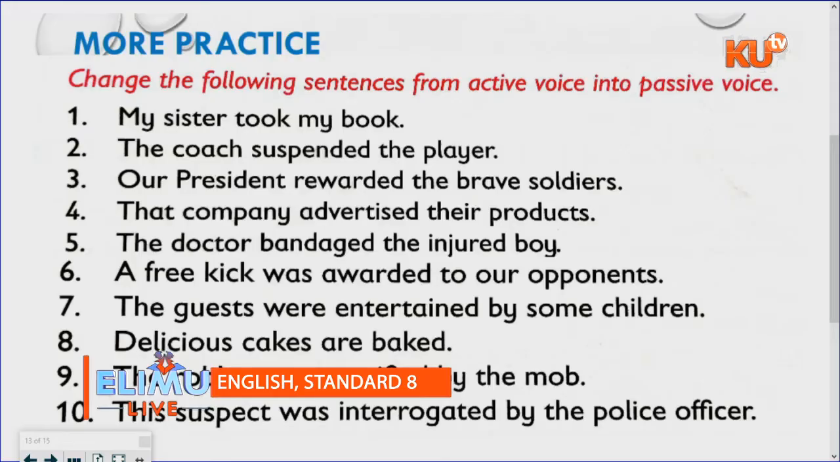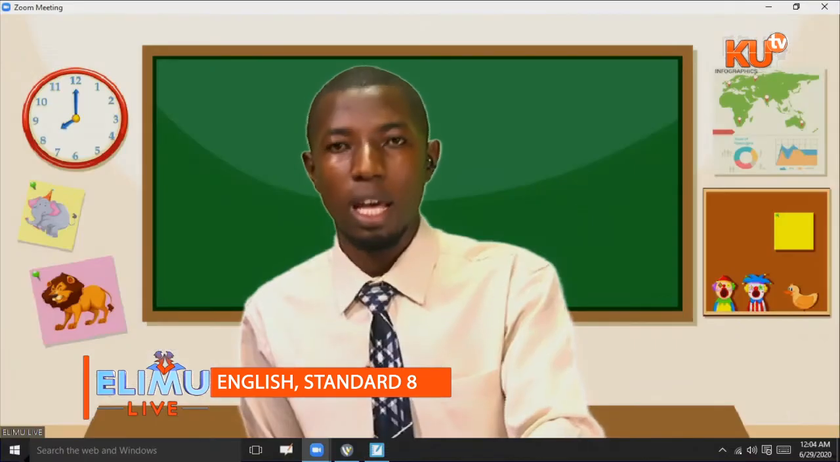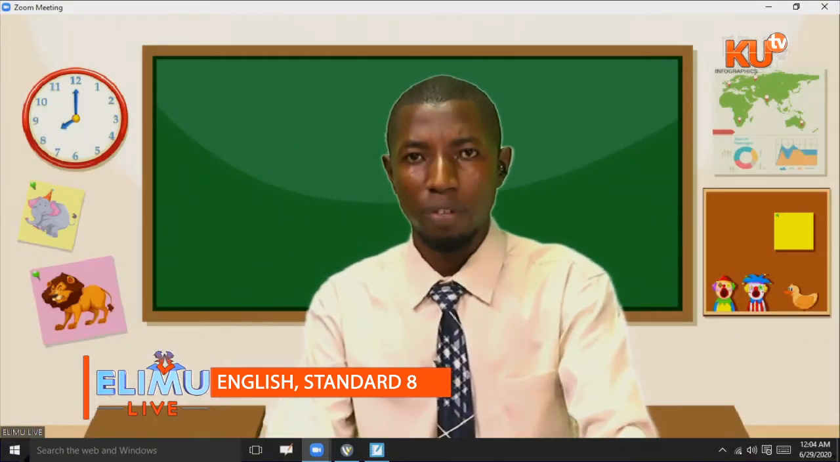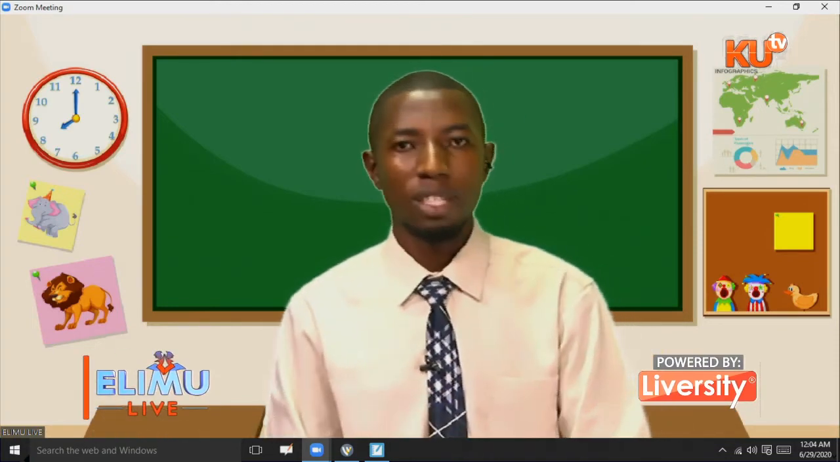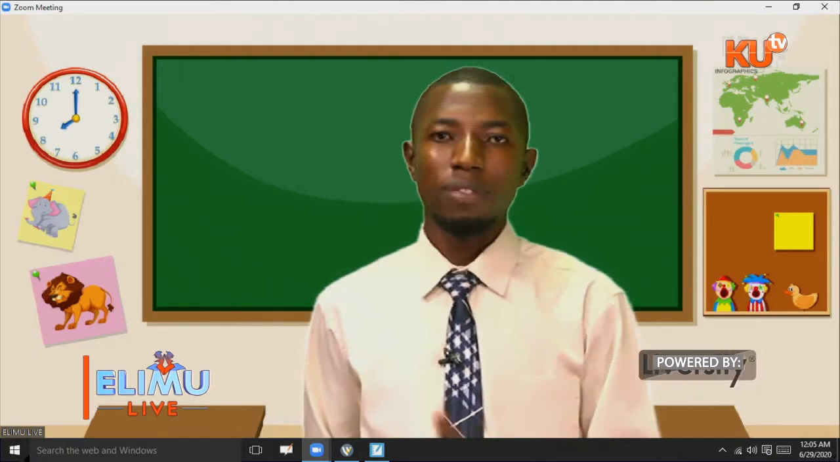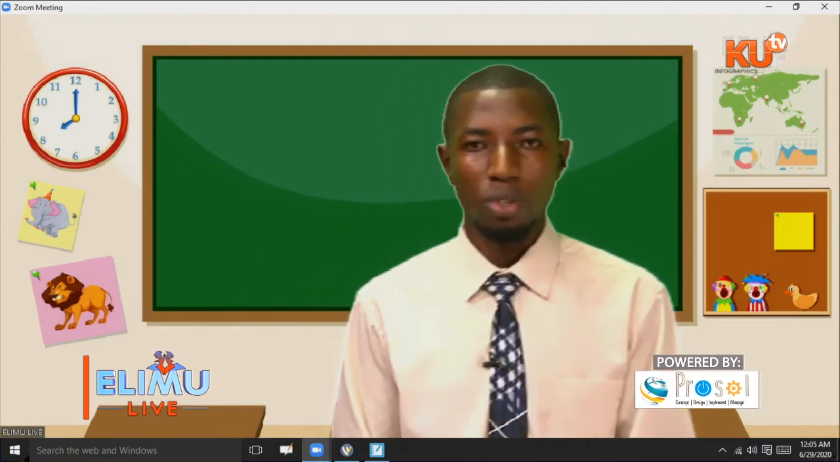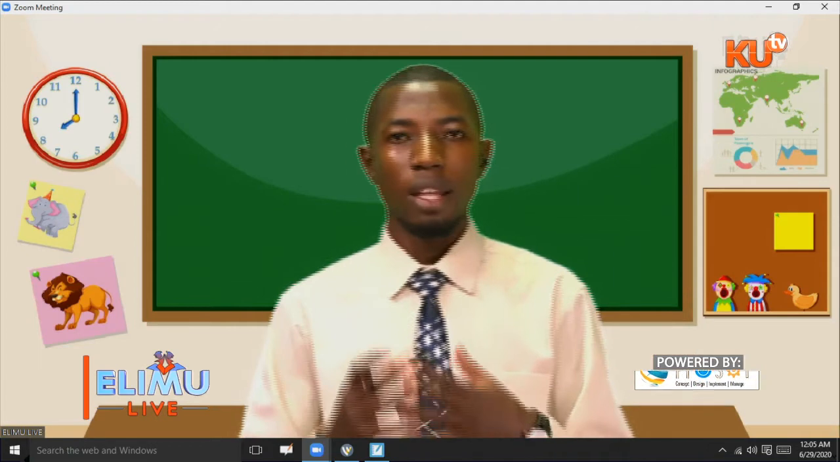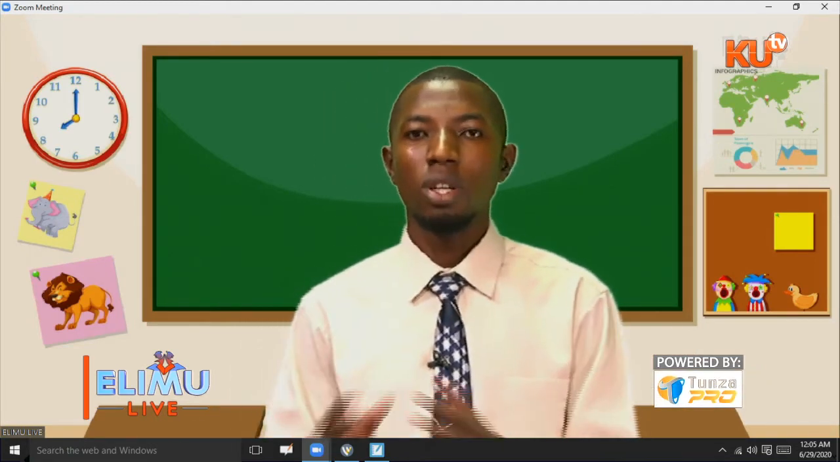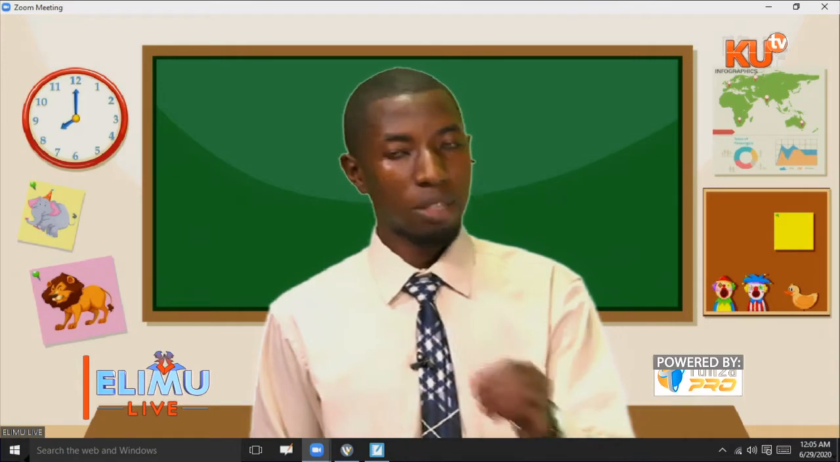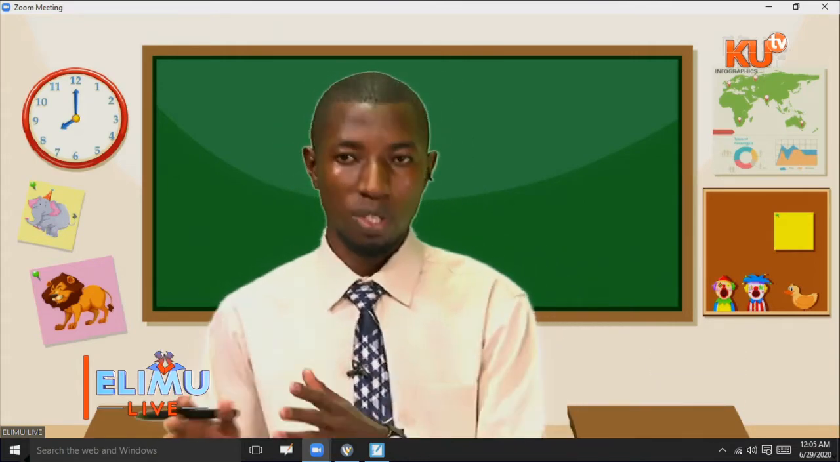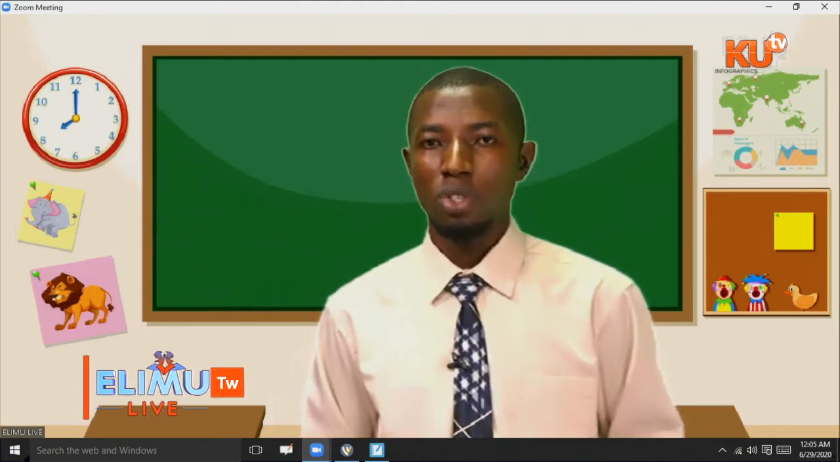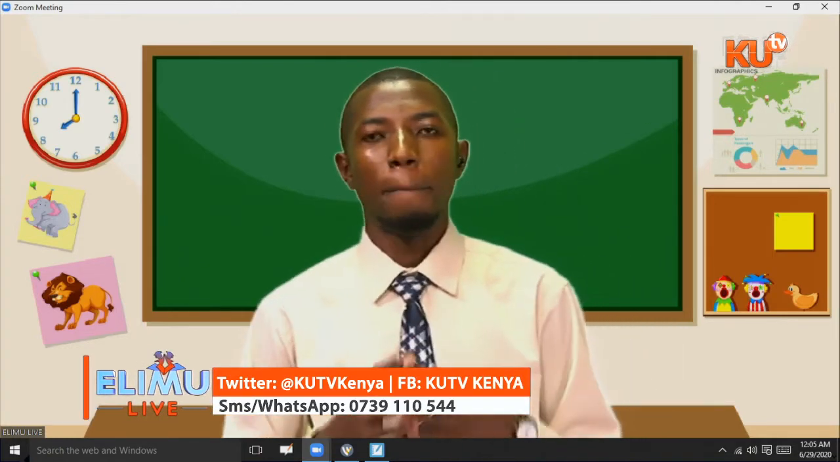On to our next sentence. Our president rewarded the brave soldiers. Our president is the subject, rewarded is the main verb, the brave soldiers is the object of that sentence. So we change it to passive by saying the brave soldiers. The article there must be used when you are changing that sentence if it was there in the active form. The brave soldiers were rewarded by our president.